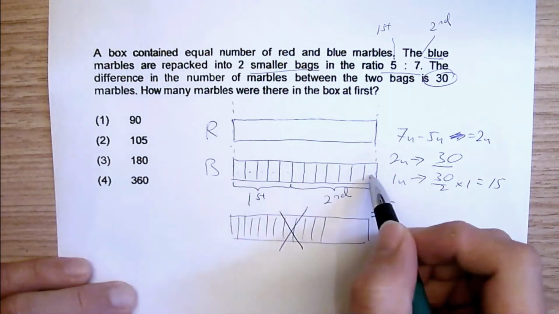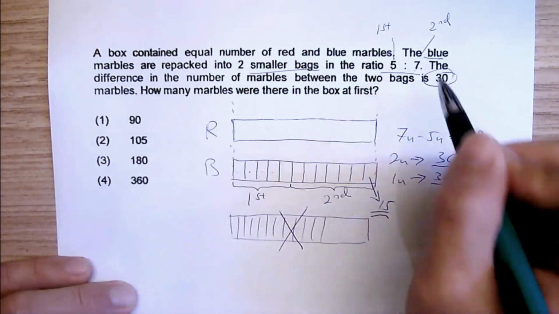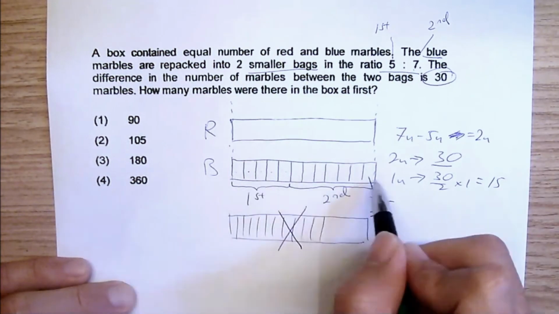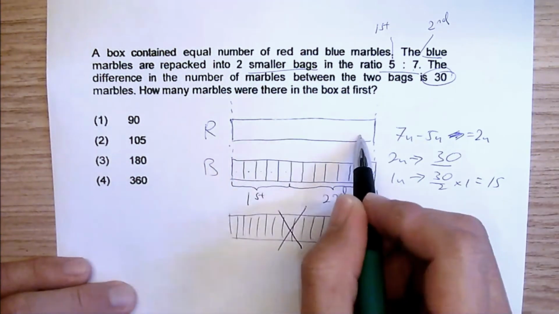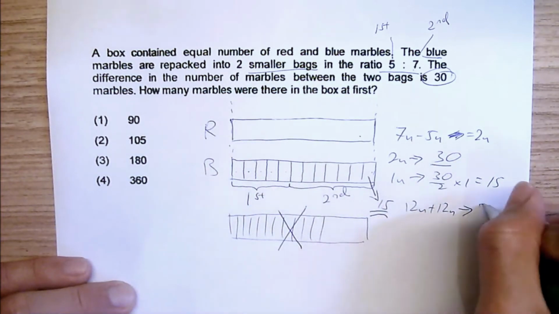And we know that the blue is the same as the red. So blue got how many units altogether? Blue got 5 plus 7 units, so the total is 12 units. If blue got 12 units, red also got 12 units. So what's the total? 12 units plus 12 units will give me 24 units.